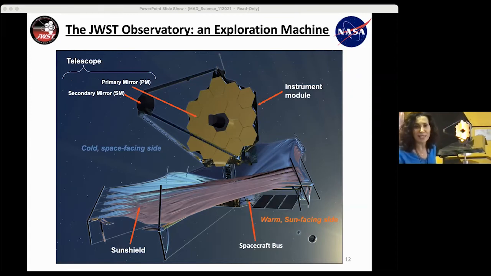Does any of you play tennis? No? Do any of you play tennis? No, but you have seen a tennis court. You see how big it is, right? So this is a really big telescope.